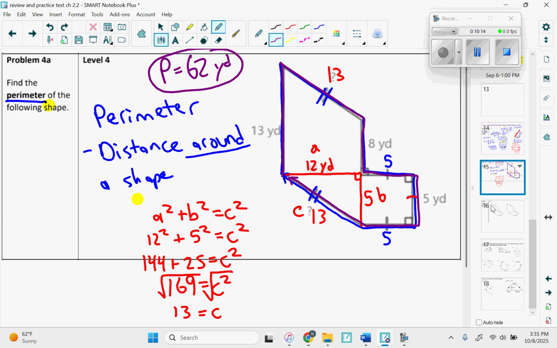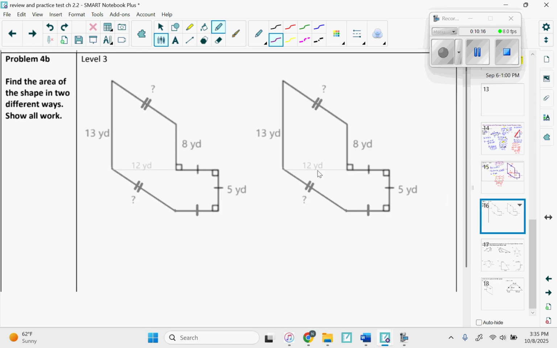All right, moving on to part B, we have the same shape twice, and here we are going to find the area in two different ways. There's lots of different ways we can find the area. Probably the easiest way to do it is take your composite shape and split it into easy triangles and rectangles.